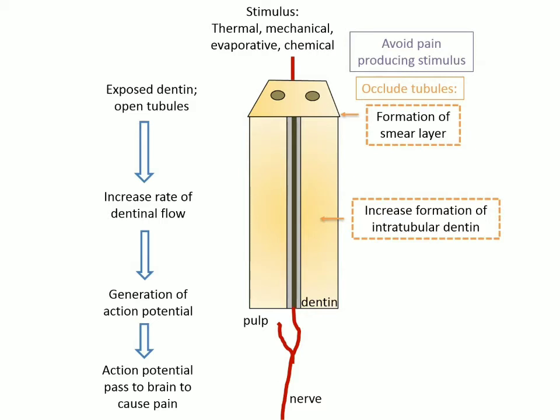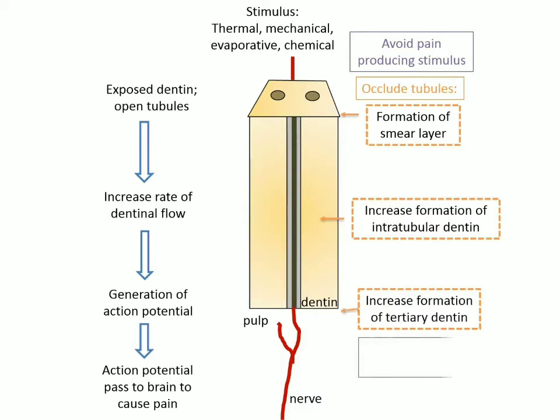Similarly, the third type could be increased formation of tertiary dentin. Another technique to reduce dentin hypersensitivity is to decrease intradentinal nerve excitability. So, a wide range of products are available for treatment.